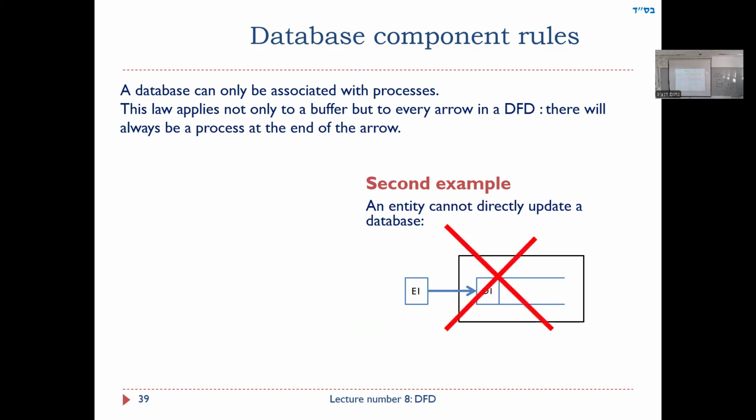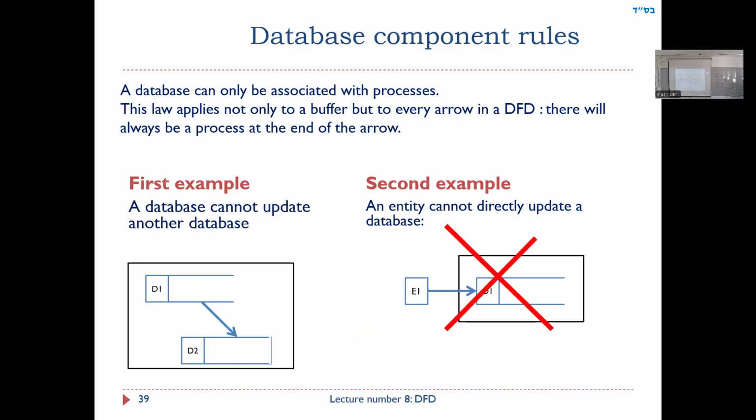Database component rules. A database can only be associated with processes. This law applies not only to a buffer, but to every arrow in the DFD. There will always be a process at the end of the arrow. In other words, this example, where the entity writes to a database, is incorrect. You have to write to a process, and the process writes to a database. Or this: the database can't write to another database.